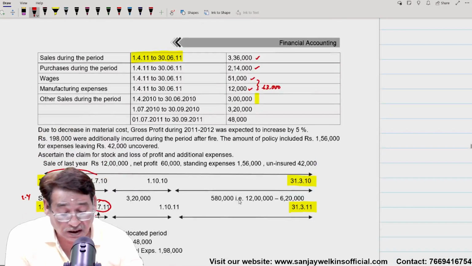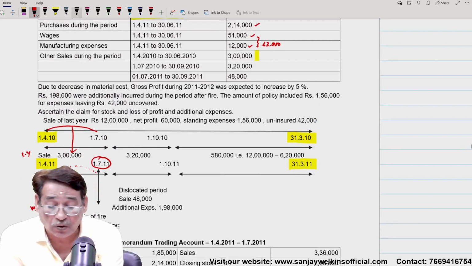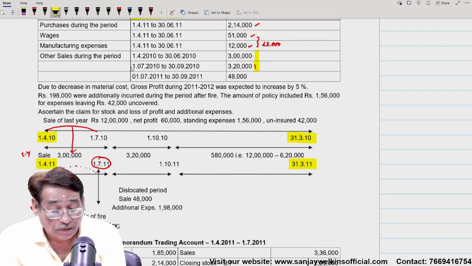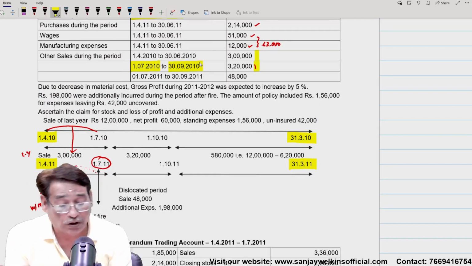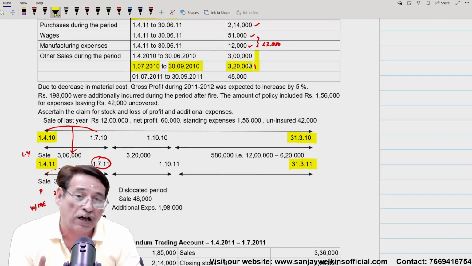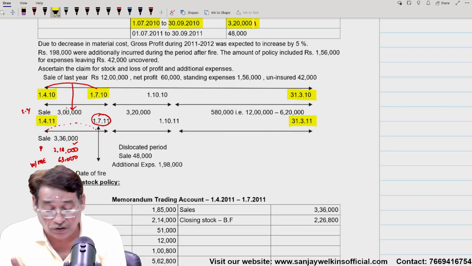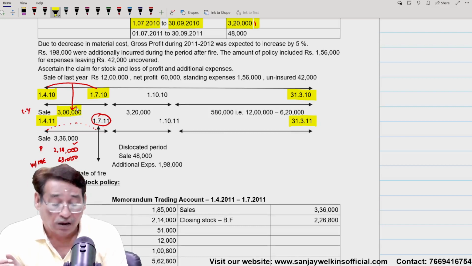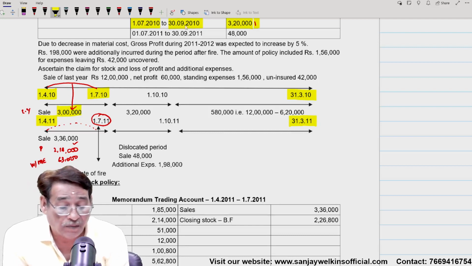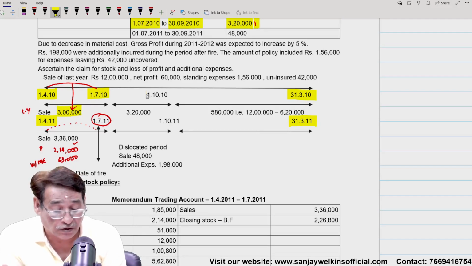Then question says that, just to confuse you, question says that from 1/7/2010 till 30th of September 2010, your sales is equal to 3,20,000. Now see here. Sales for first 3 months of the last year is given to you as 3 lakh, correct? Then question says that from 1/7/2010 till 30th of September or 1/10/2010 are one and same date.